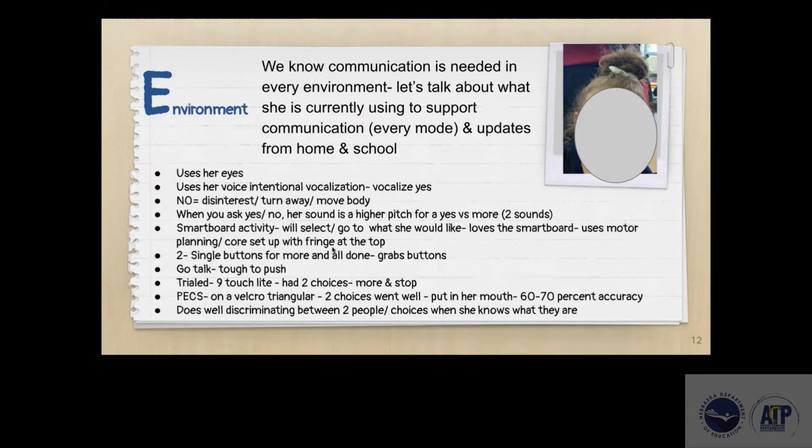So the next letter is environment. This is where we gather information about environment. Typically, when we're doing an assistive technology consultation for something other than communication, this is where we list the different environments where the student's having a difficult time. But we know in communication that in every environment, we need communication. So here we talk about what the student is currently using to support communication, and then we get updates from home and school. So we talk a little bit about things that they've used currently, things they've used in the past, and pros and cons to those.